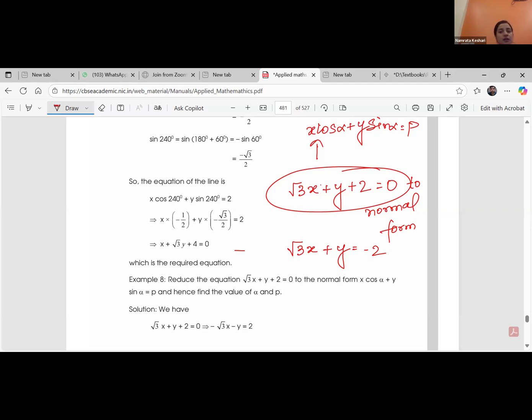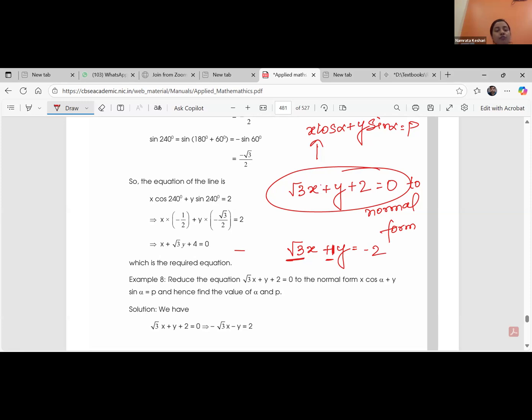Now this root 3 is there and here 1 is there, the coefficient of y is 1. We are trying to create cos alpha here and sin alpha here. You have learned the whole trigonometric table. What is the value for sine 0, sine 30, sine 45, sine 60, sine 90? Just like that till 180 you have learned, and you know that the same value will be repeated with plus or minus sign, whatever the angle. Yes or no?